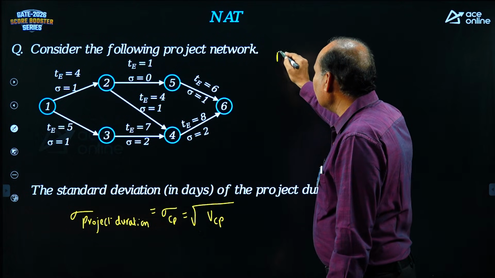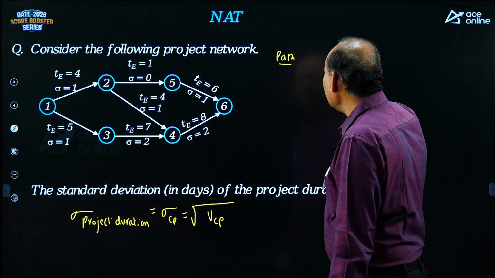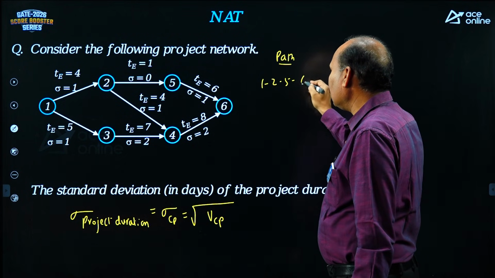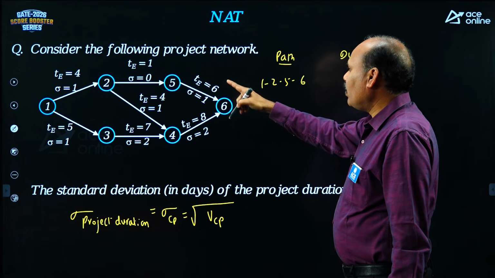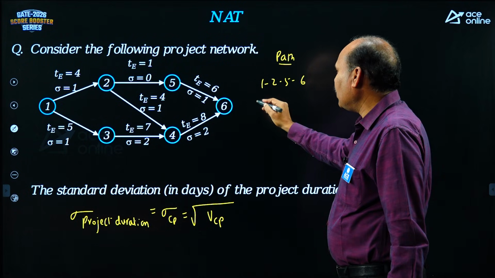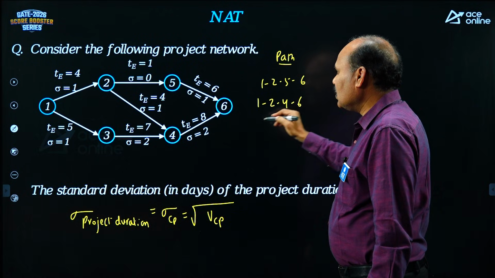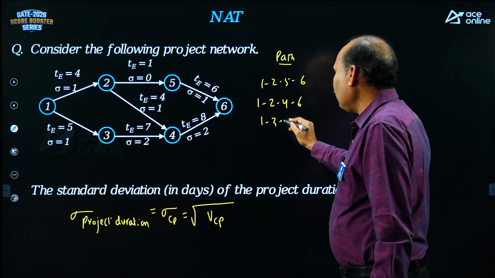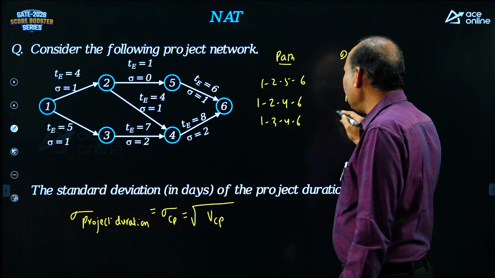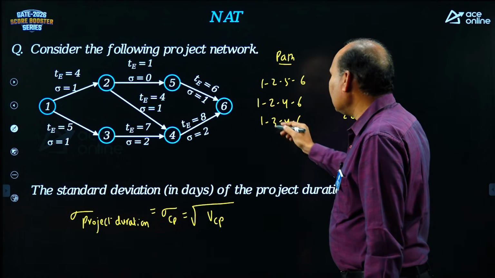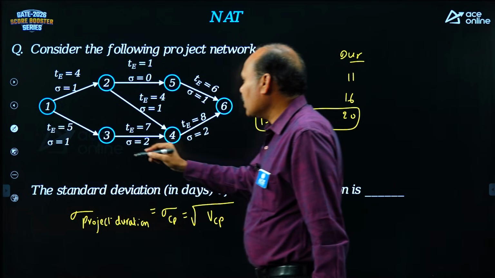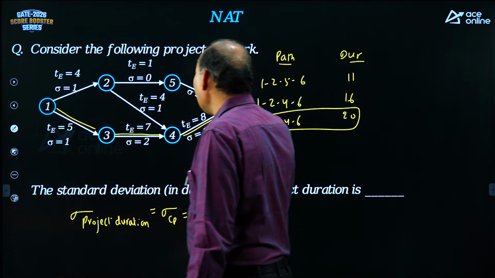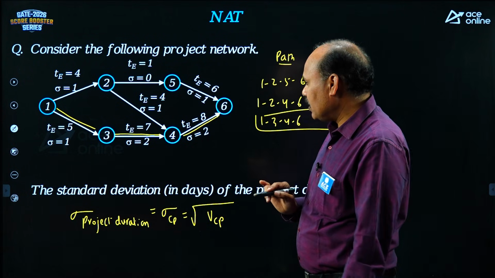Get the critical path in this, path and duration. 1, 2, 5, 6 is the first path: 4 plus 1, 5 plus 6, 11. Next path, 1, 2, 4, 6: 8 plus 8, 16. Next path, 1, 3, 4, 6: 12 plus 8, 20. What is the critical path in this? 1, 3, 4, 6 is the critical path.